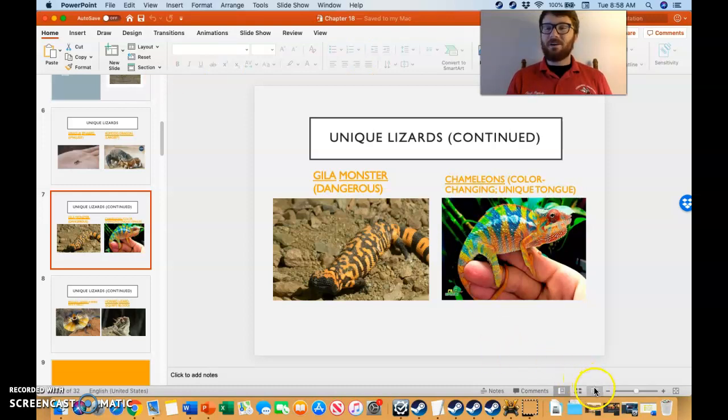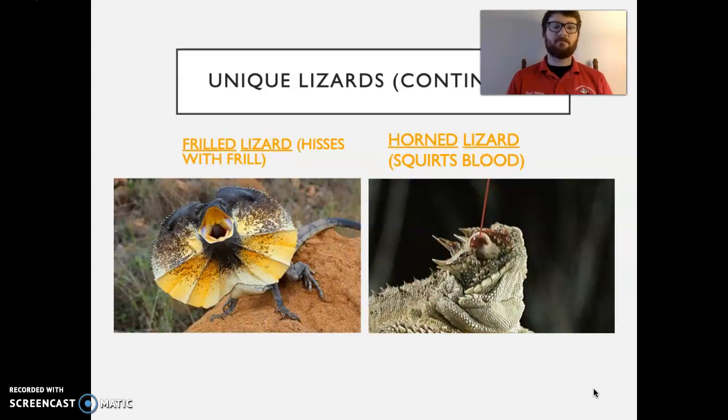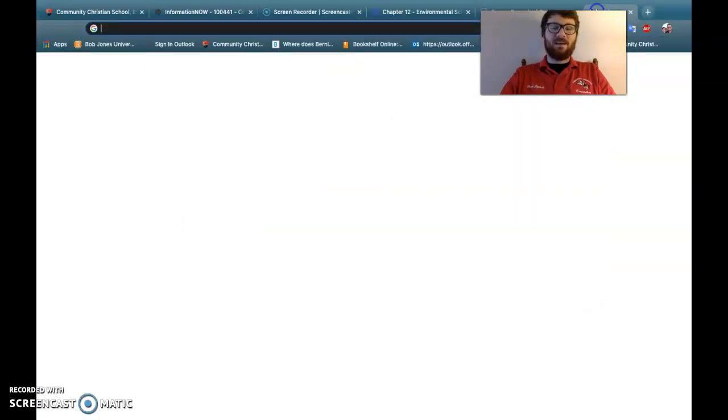Chameleons are color changing. They have chromatophores, which allow the color to adjust to what is in the background. They have a unique tongue, of course, a very unique color as well. And the last slide, some unique lizard. Frilled lizard hisses, frills its part of its face out to make it appear larger and scarier than it actually is. The horned lizard squirts blood out of its eye.